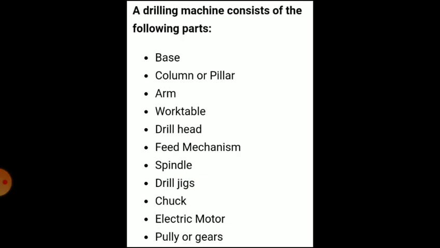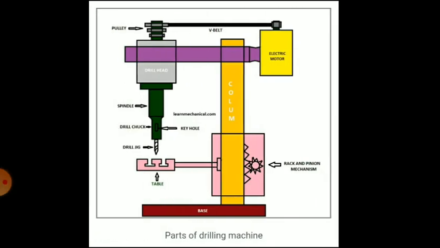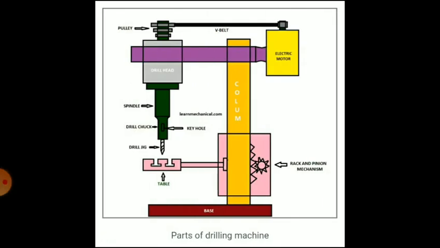So we will see the basic parts of the drilling machine. It consists of base, column or pillar, arm, work table, drill head, feed mechanism to obtain the different speeds, spindle, drill jigs, that is a work holding device, then chucks, electric motor, pulley or gears. So you can see the basic drilling machine.